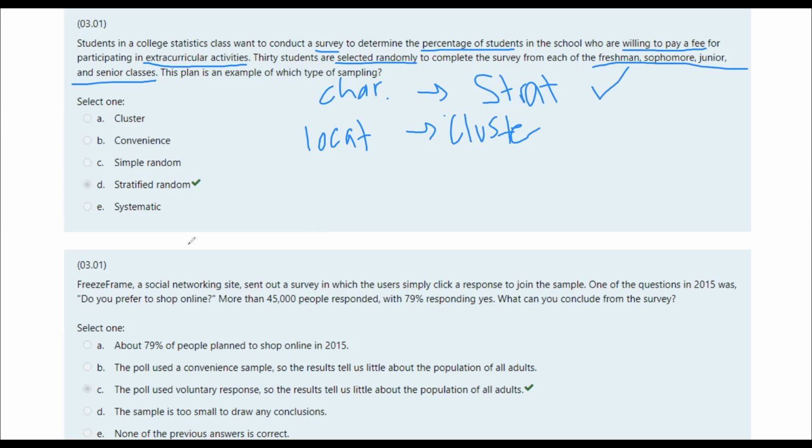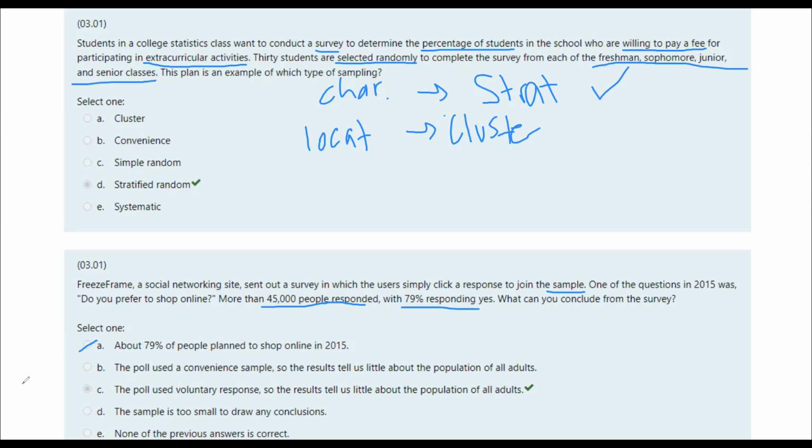All right, down here, D or freeze frame. Sorry, I can't read apparently. I think I saw that D down there. A social networking site sent out a survey in which the users simply click a response to join the sample. So it's a sample. One of the questions was, do you prefer to shop online? More than that, 45,000 responded. 79% said yes. What can you conclude? 79% of people plan to shop online in 2015. No, how does that tell you about the whole world? No, it doesn't. Poll used convenience sample, so it tells us little.